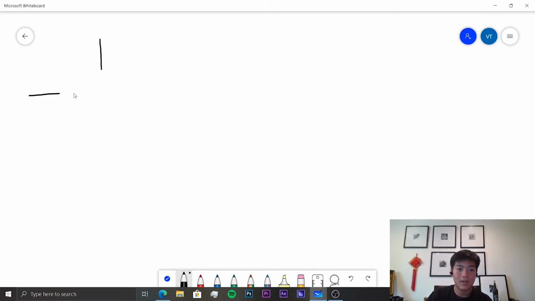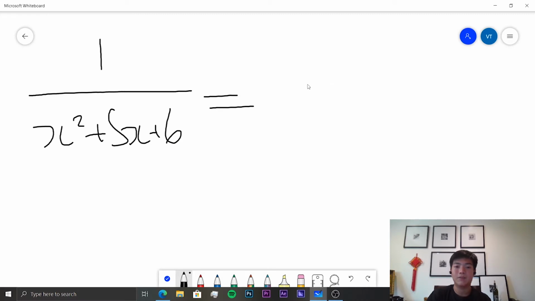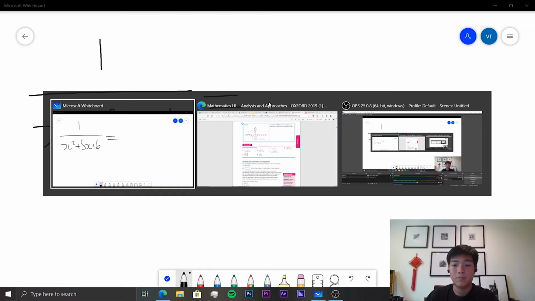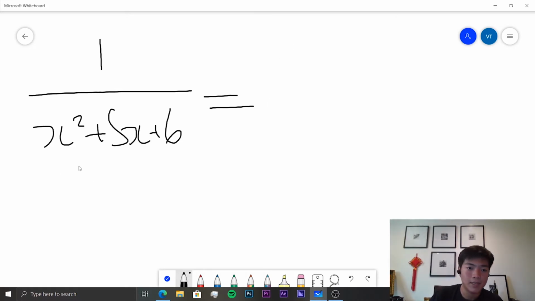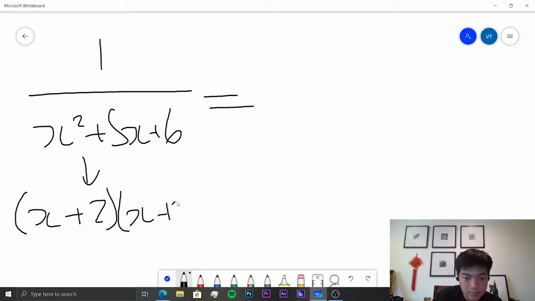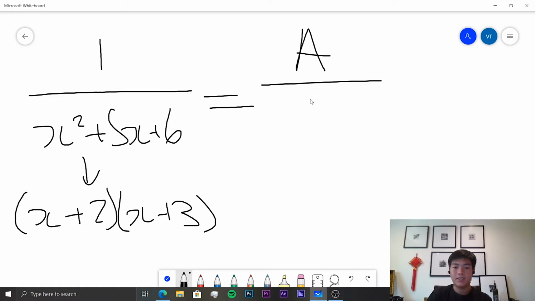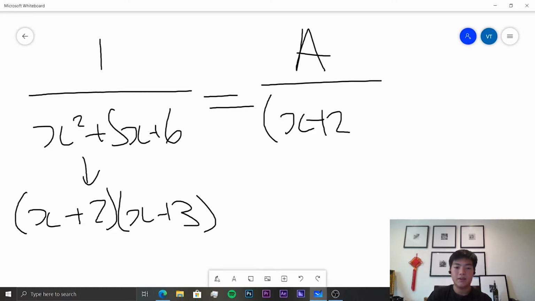So, if we want to have 1 over x squared plus 5x plus 6, and we want to decompose this into smaller fractions, well, first we need to figure out what those smaller fractions would be. So we can get those smaller fractions by factorizing this. Say x plus 2 times x plus 3. And so the smaller fractions would be like a, where a is an integer, over x plus 2, plus b over x plus 3.